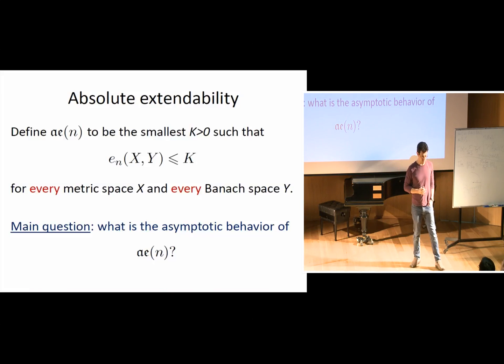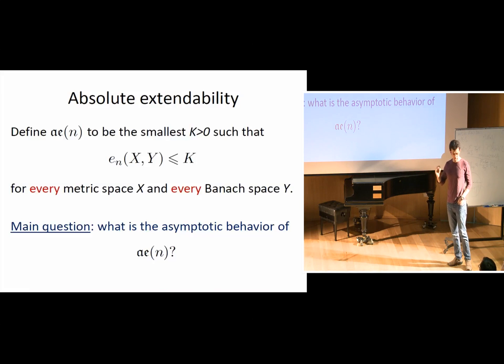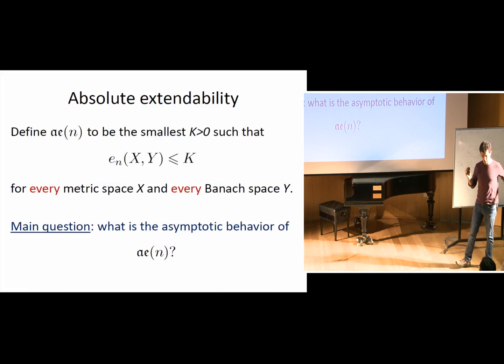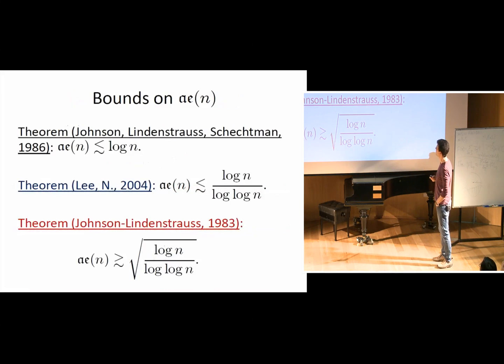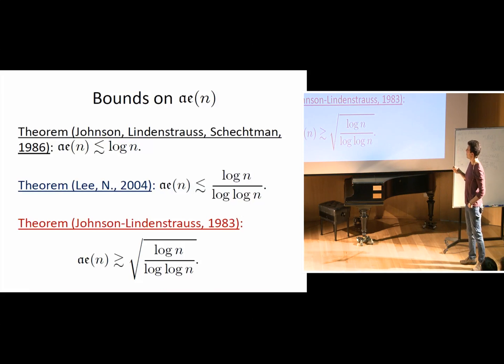Okay, so any metric space, any bounded space, any endpoint subset, any function. And this is a sequence, so depending on n, let me tell you what the bounds are. Again, all of them had beautiful ideas. In 1986, Johnson, Lindenstrauss, and Schechtman proved that this grows at most like log n over log log n.